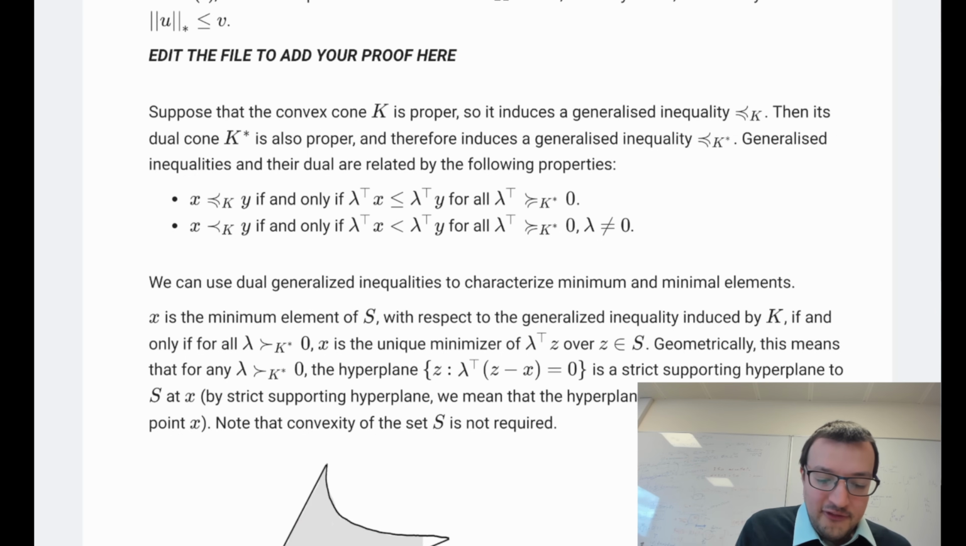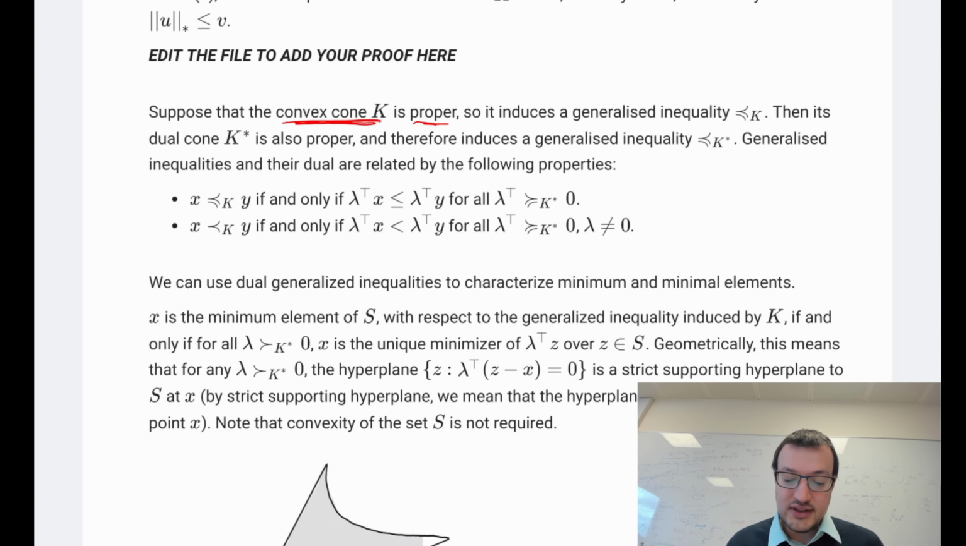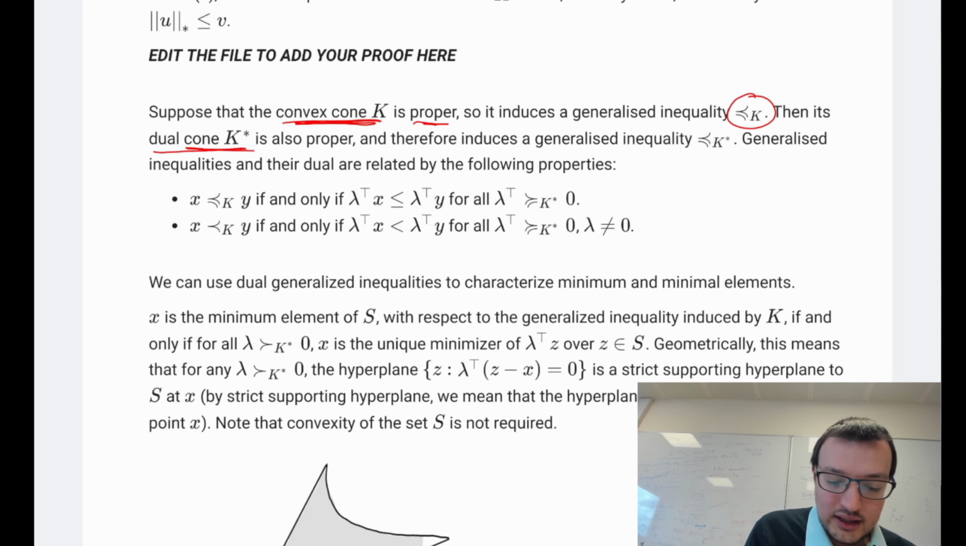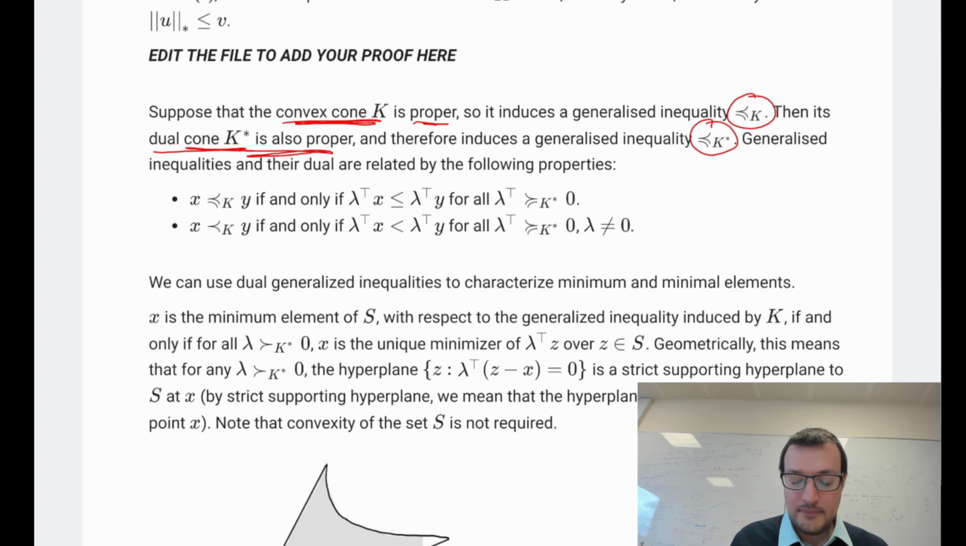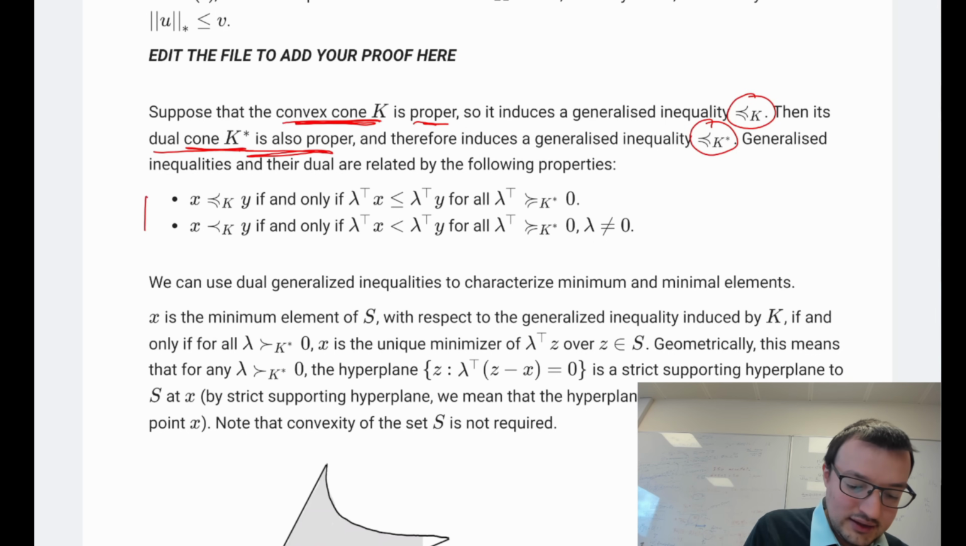You remember that if the convex cone K is proper, then this induces a generalized inequality that we indicate in this way. Well, if the dual cone is proper, then the dual cone also induces a generalized inequality, which we indicate in a similar way. There are some properties that relate the generalized inequality with respect to K and the generalized inequality with respect to K star, and we look at these two properties. They are the same actually.